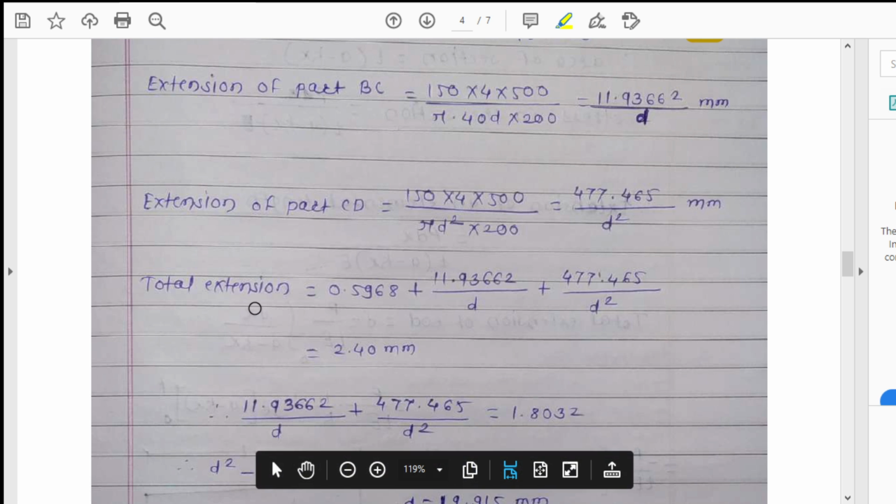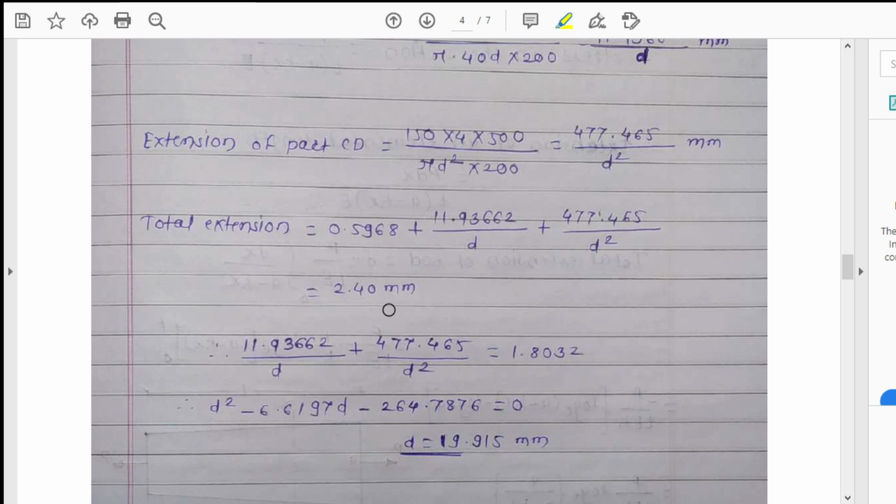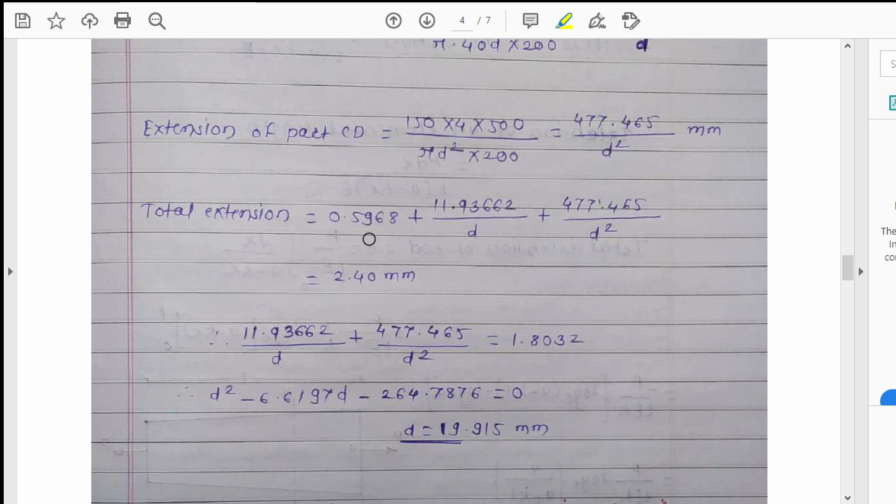Now the total extension is the summation of all these three extensions. That means we sum up the first extension AB, second extension BC, and third extension CD. So we'll get the value as 2.40 mm. Okay, now this 2.40 mm they have given. The total extension is 2.40 mm as given.